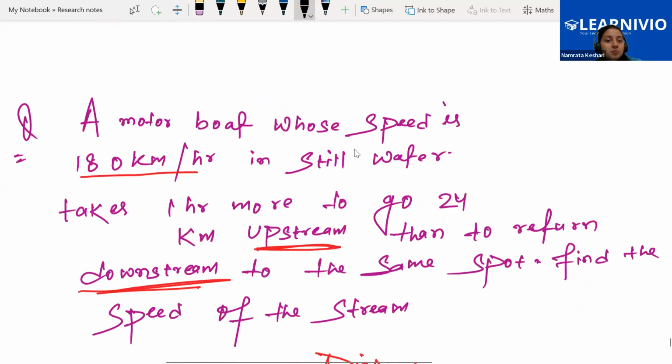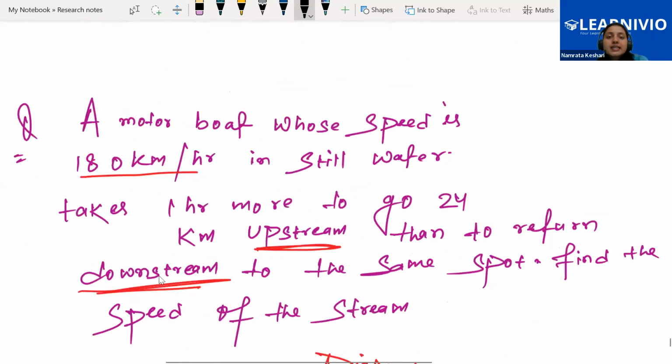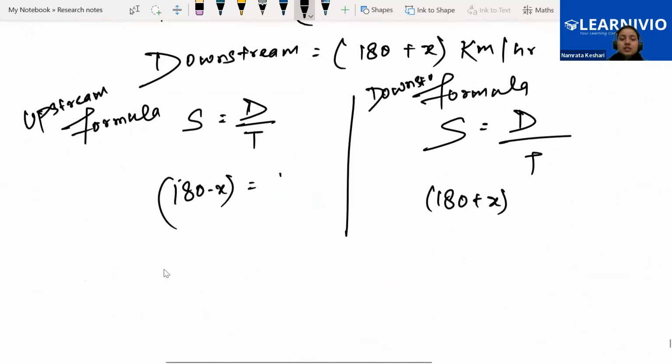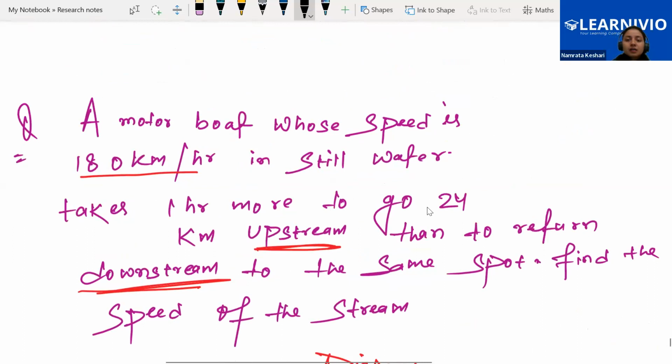Can you see, a motorboat whose speed is this in still water takes 1 hour more to go 24 kilometer upstream than to return downstream. So for both the cases, we have to take out time first, and distance is the same in both the cases. Time is different, T1, T2, but distance is the same. Distance is given over there, 24 kilometer.